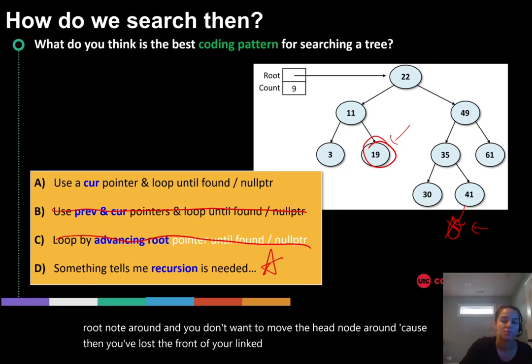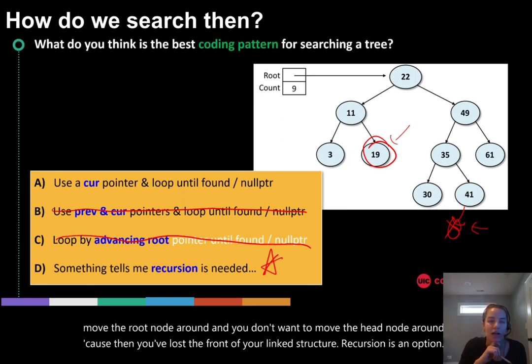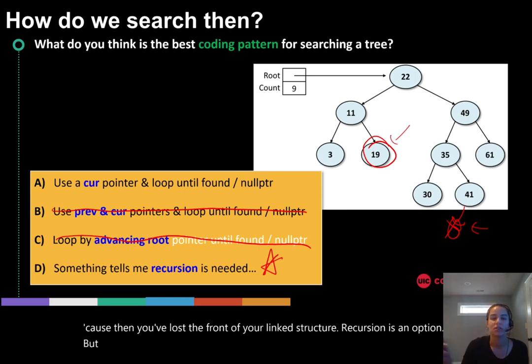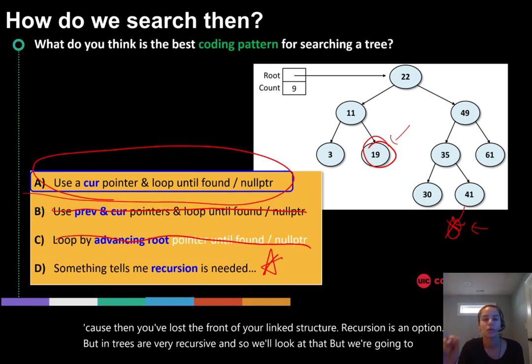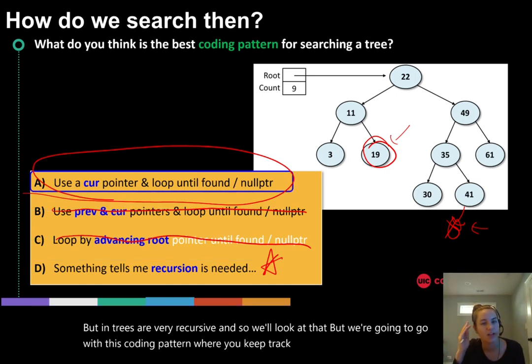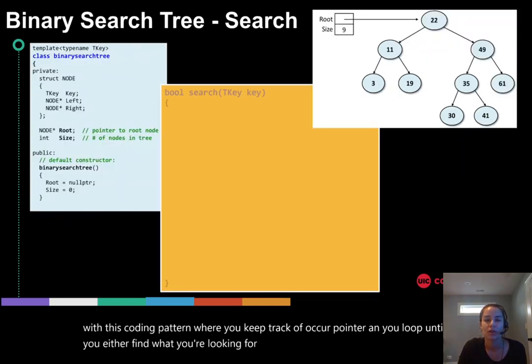Recursion is an option, and trees are very recursive, so we'll look at that. But we're going to go with this coding pattern, where you keep track of a cur pointer and you loop until you either find what you're looking for or you find a null pointer. So this is what this algorithm looks like.